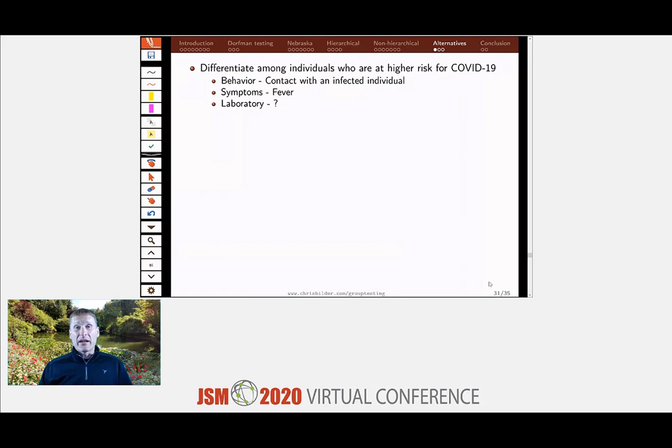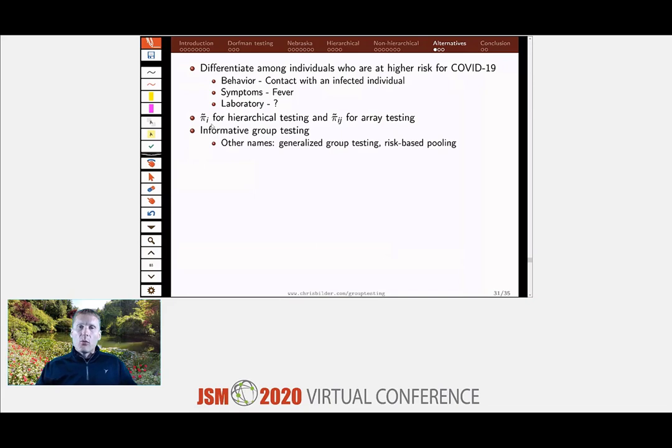This first alternative is one that we kind of discussed when we were waiting to get the technical issues solved. And that is, suppose we could differentiate amongst individuals who are at higher risk for COVID-19, maybe due to their behavior, maybe due to symptoms, or maybe due to particular laboratory observations that are made on a specimen. Then what we can do is take advantage of that information and use it to come up with an individual's probability of being positive. And then when one combines that with group testing, one implements what's sometimes referred to as informative group testing, where we use this additional information about each individual to guide the group testing process.